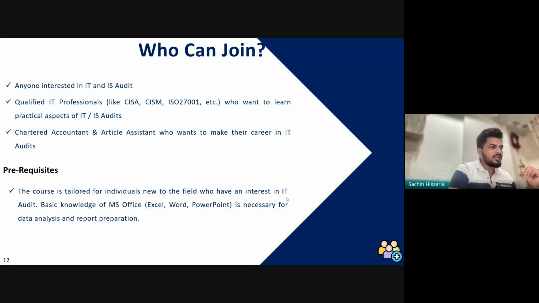And guys, anyone who is interested in IT audit can join the course. In our previous training programs, there were qualified IT professionals, like CISA qualified, CISM, CISSP also. Those are people who have a theoretical understanding, but due to some reason they are not getting practical exposure. They are lacking the practical exposure. So they all can join the course.